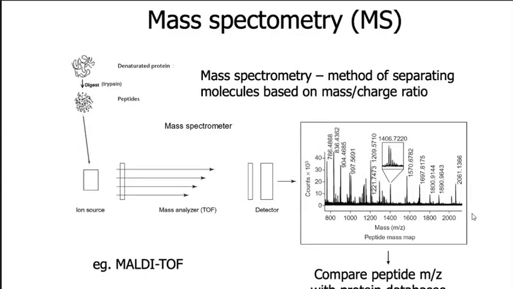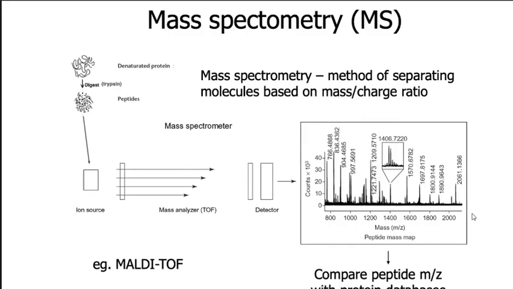Mass spectrophotometry, or mass spectrometry, is shown in this slide. This is a protein complex, which is digested with trypsin. Then we have a lot of polypeptides. Each polypeptide will come to the ion source, where the ions will be charged, and then the polypeptides will go to the detector with a speed depending on their mass through the mass analyzer.